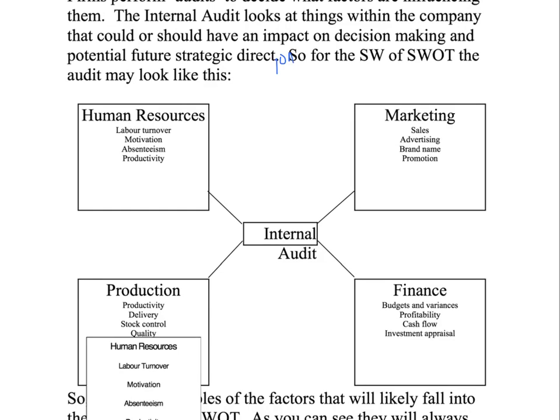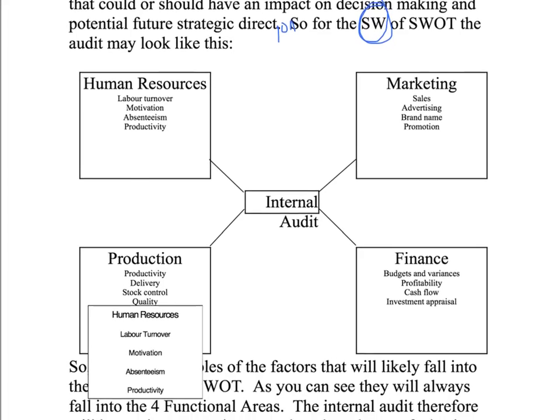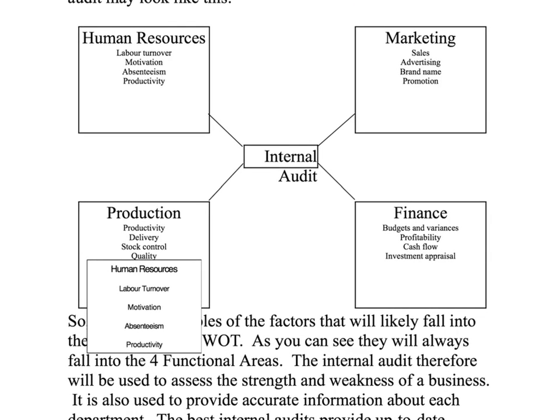So for the SW, the internal strengths and weaknesses of the SWOT, this is what the audit might look like. This is what we might class as an internal audit. No idea why this has come up here, but just ignore that, it should be up there. So, as usual, when we perform these types of things, we have to look at the 4 functional areas.